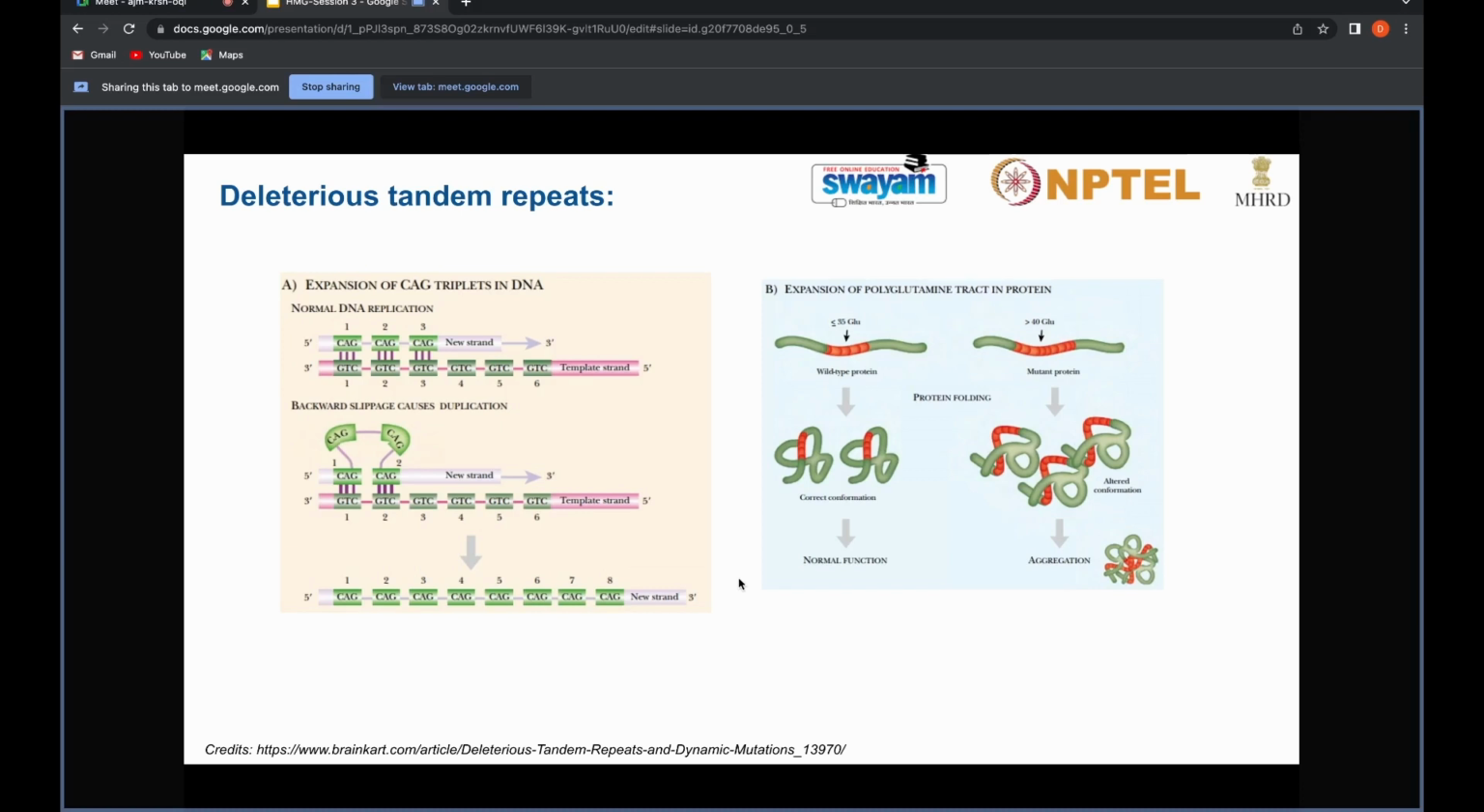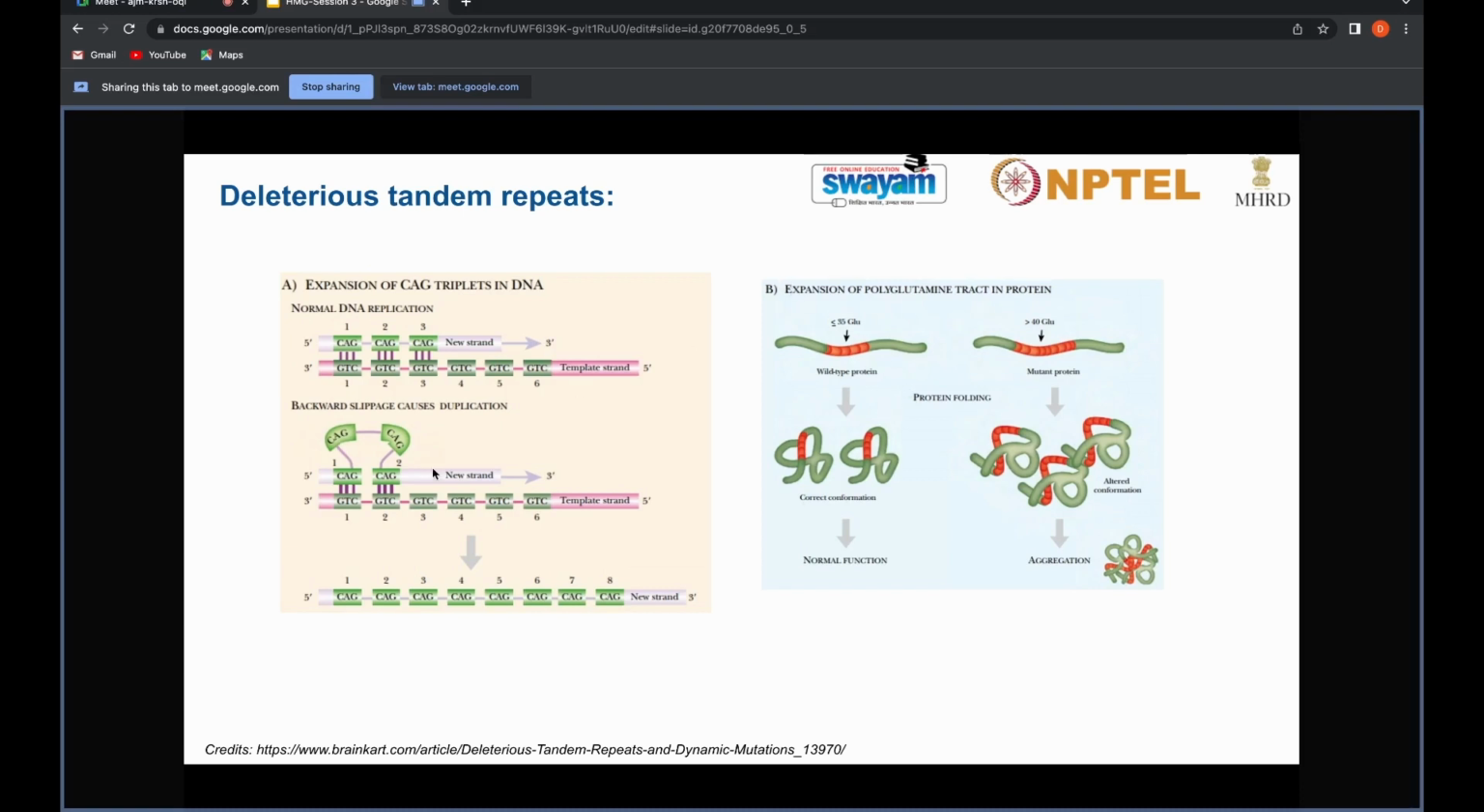And if you know about anticipation, in that, due to this expansion in these repeats, the onset of disease in the further generations will occur faster, because with each round of replication, more and more repeats will be expanding. That is the main reason why in anticipation the onset age is lesser, and if you look at the severity, then that increases with each generation.